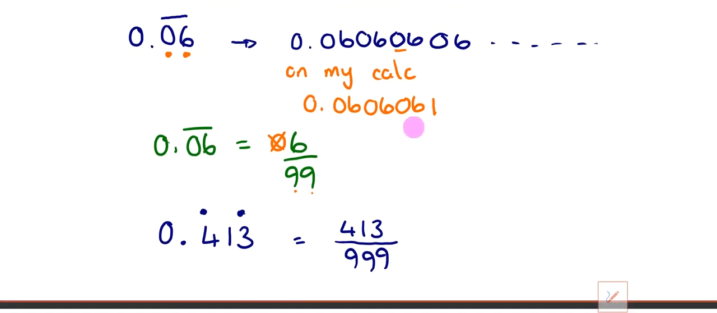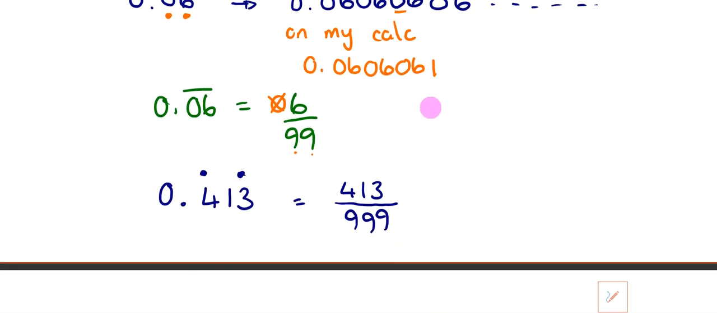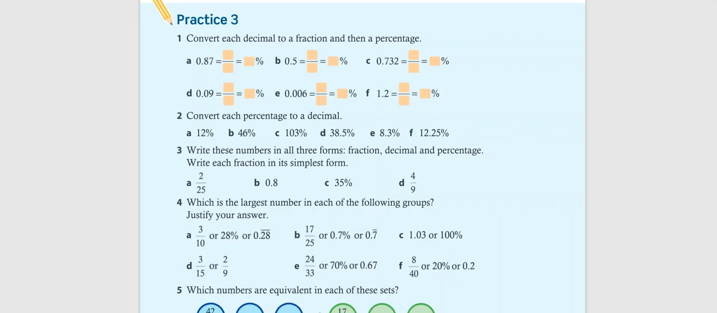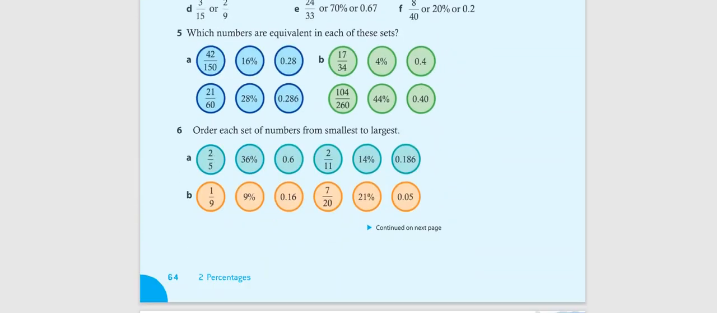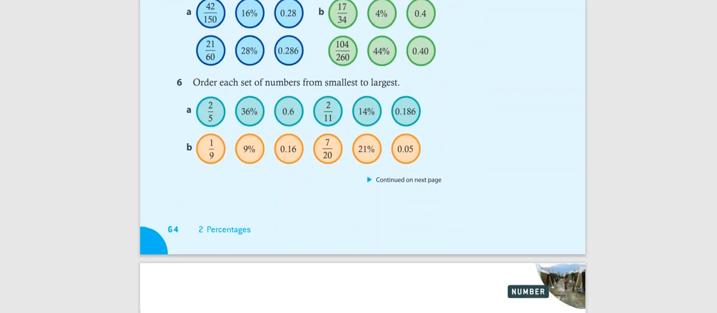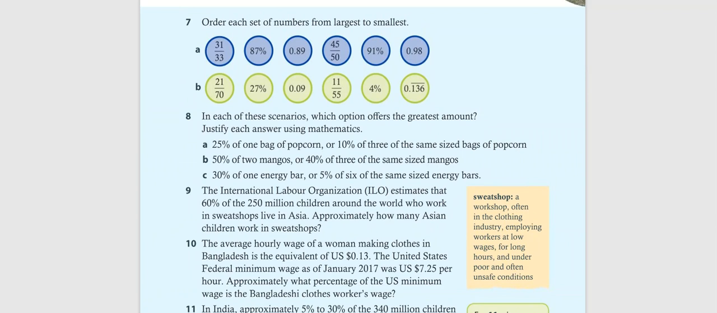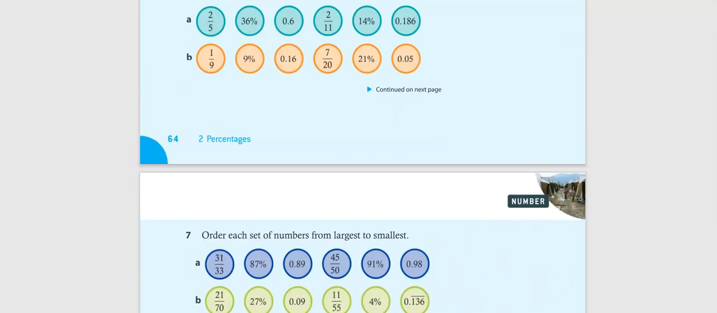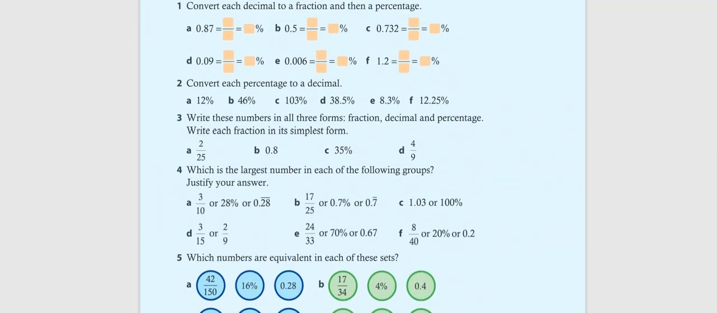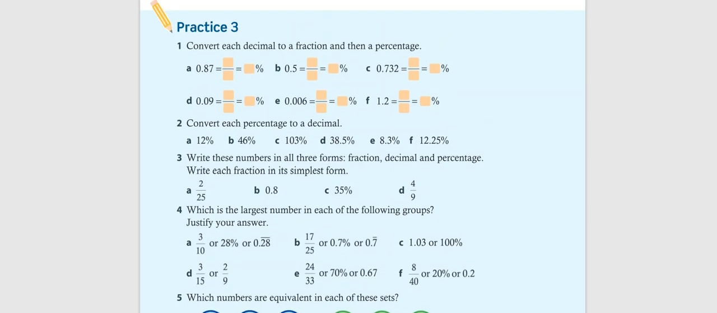Okay? So make sure you've got your notes sorted. Alright? And then this page in the textbook, starting at page 64. Now, however confident you feel, you can go towards the end ones if you like, but you've got a mix here of all of the types of questions, fractions and percentages.